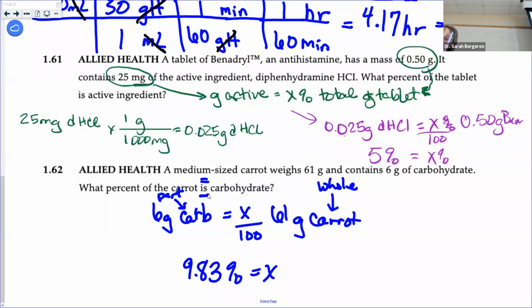Okay, so now I look at my sig figs. 61 has how many sig figs? 2. 6 has how many sig figs? 1. So it should be 9, not 9.8. That would be if you could round. 10%, right? Because you look behind the 9, that's an 8, and it rounds up. Good. Moving on to chapter 2.